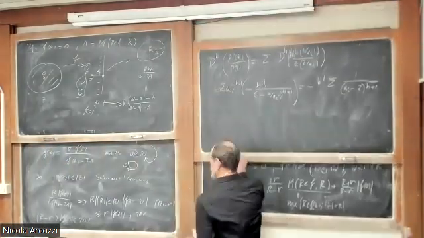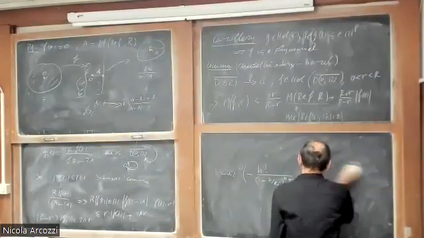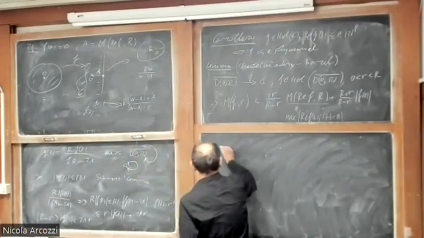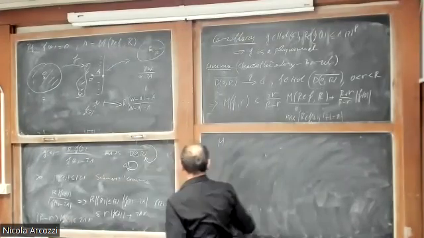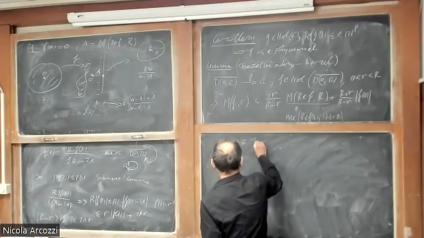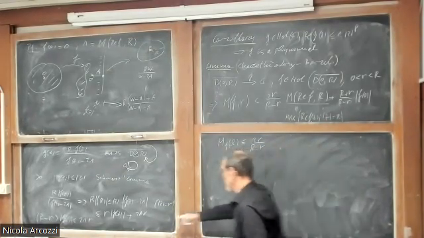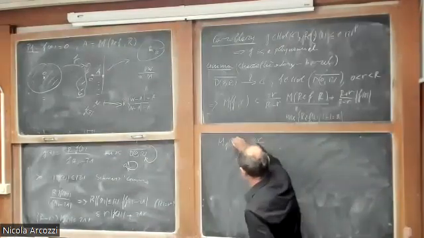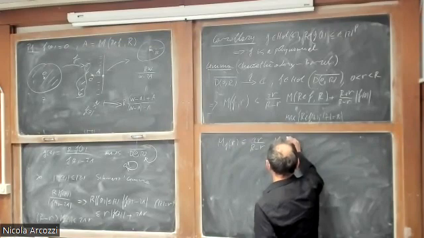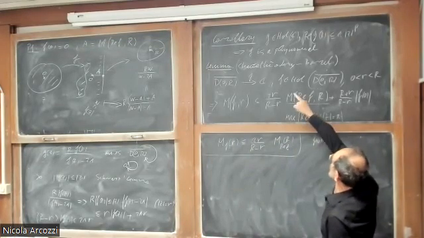So what we get is that the maximum of the modulus of f on the small circle is less or equal than 2r over R minus r times A, where A is the maximum of the real part on the circle of radius R, when we have f of 0 equal to 0, which is what we wanted to get.